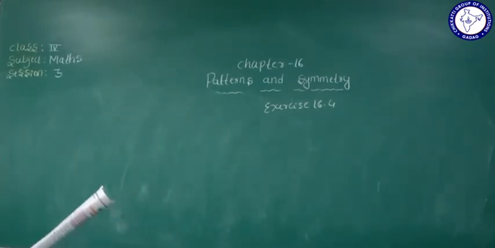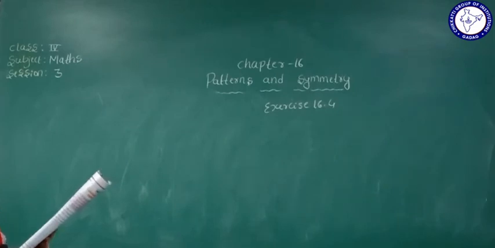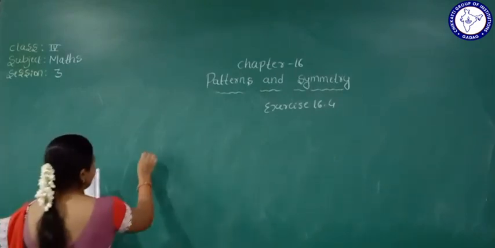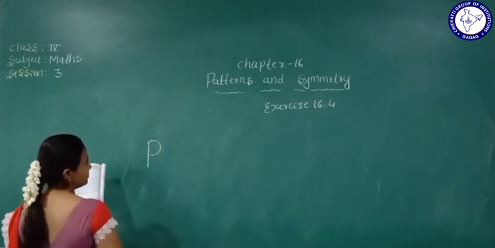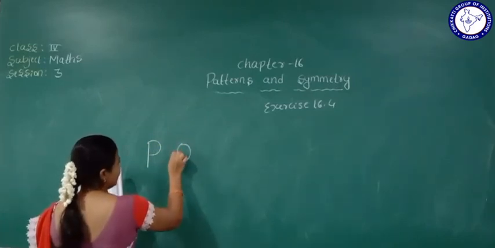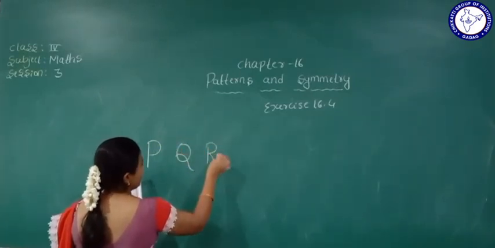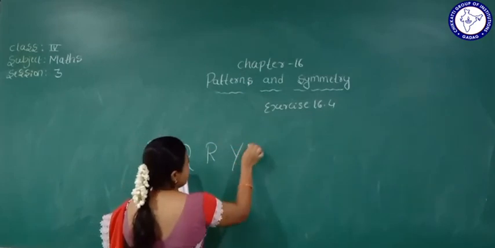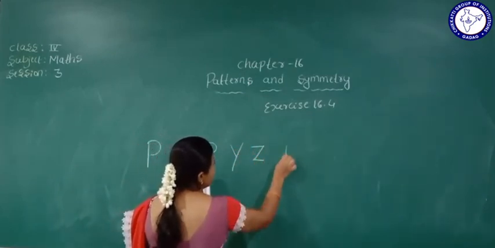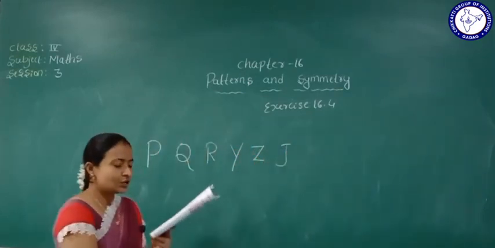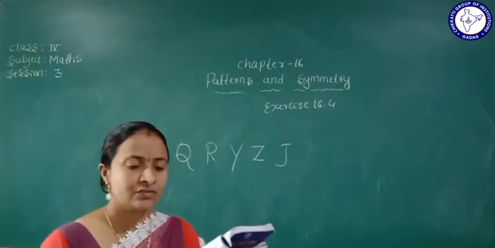Yes, write any two English alphabets which have no axis of symmetry. I already told you. So P does not, then Q does not, R does not, then Y, Z, yes, Z. So these alphabets do not have an axis of symmetry.